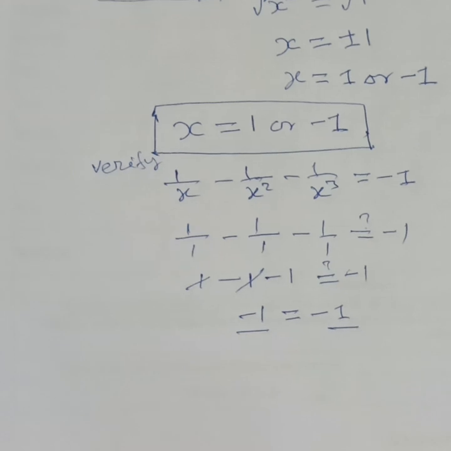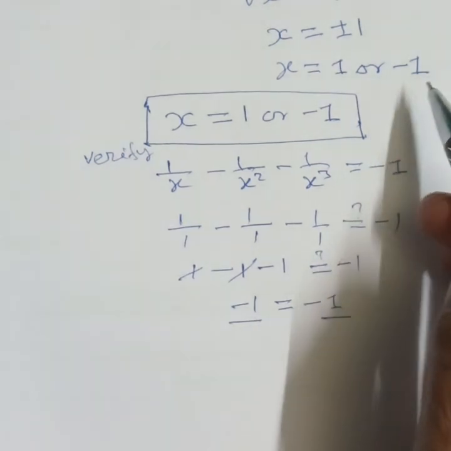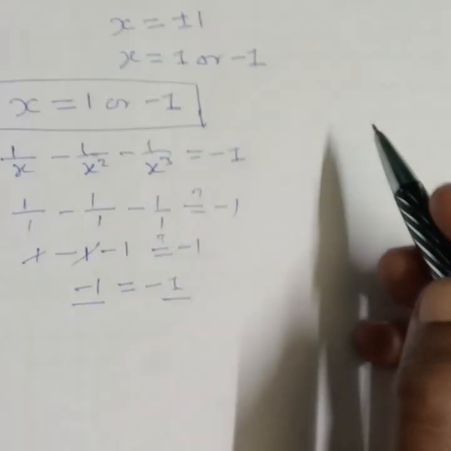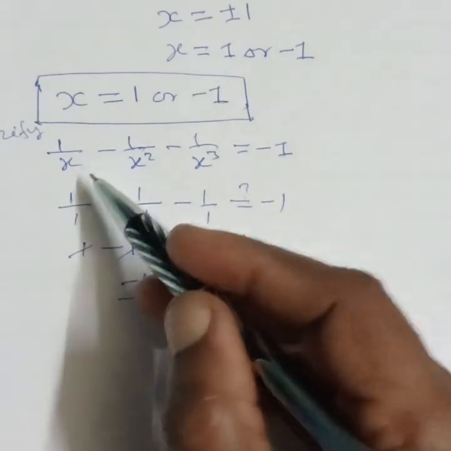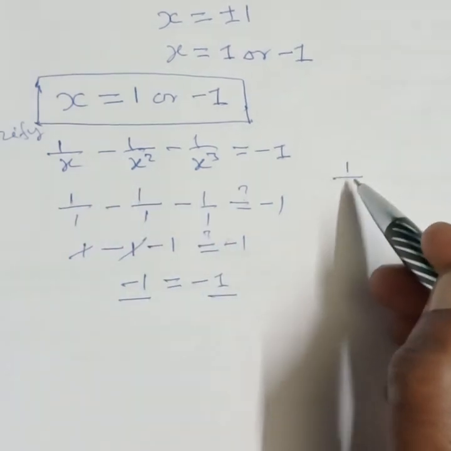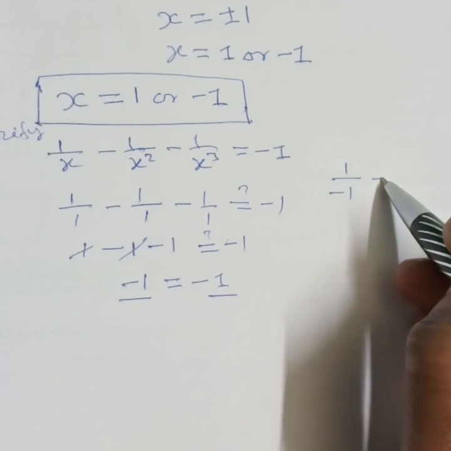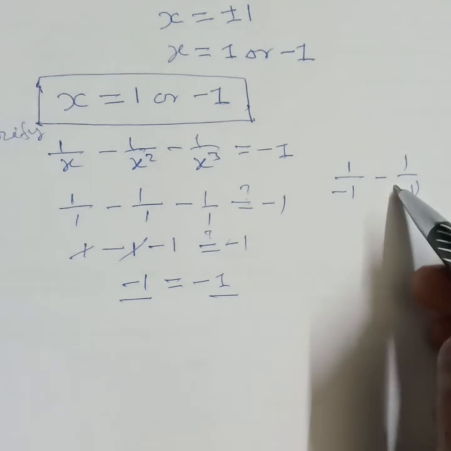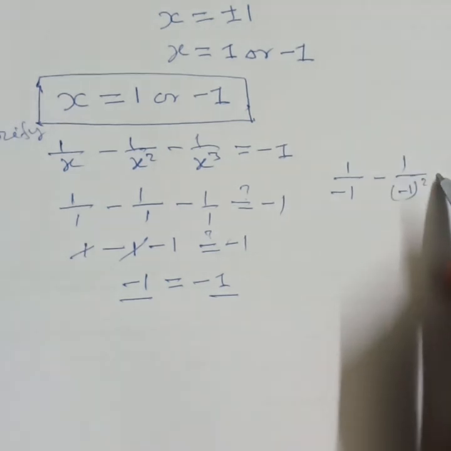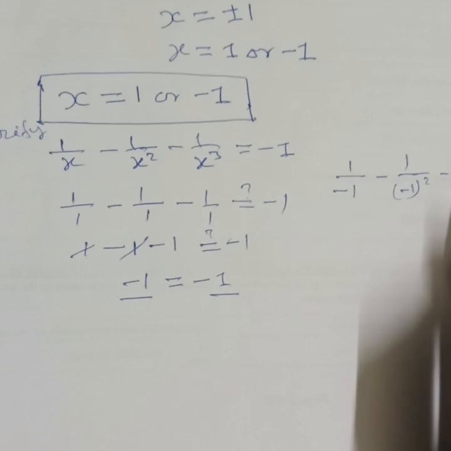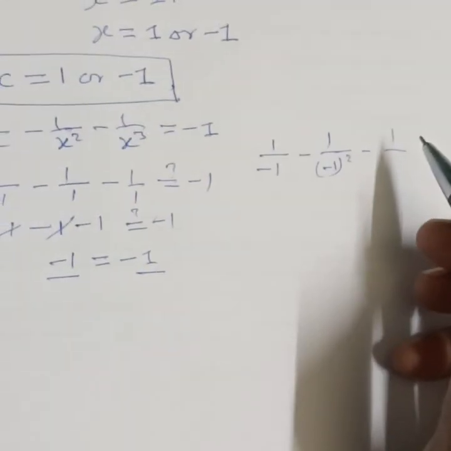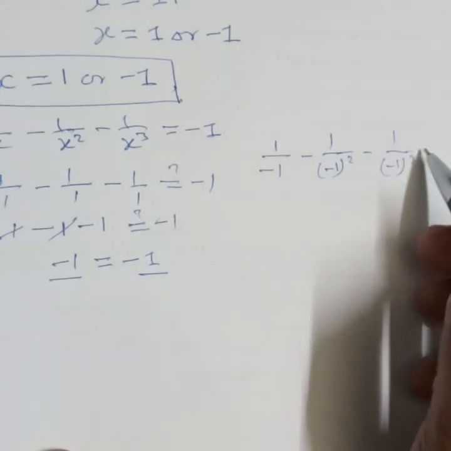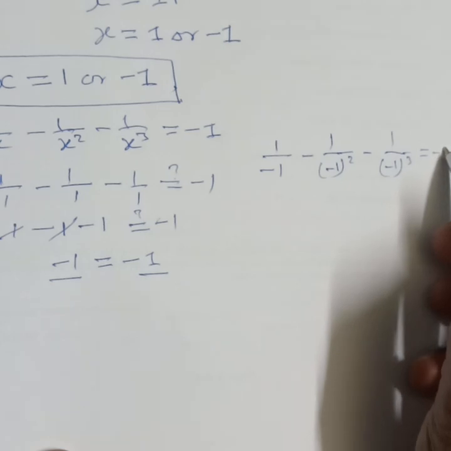Now we check another value, −1. Then we have 1/x, 1/(−1), minus 1/(−1)², minus 1/(−1)³, is equal to −1.